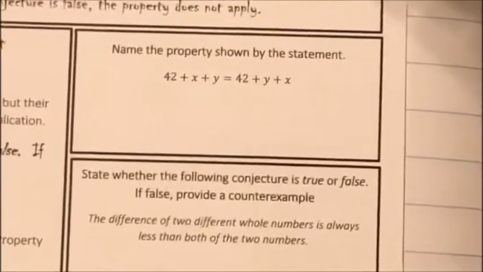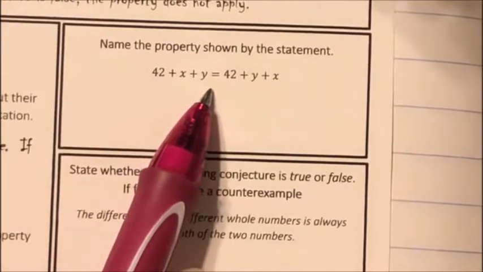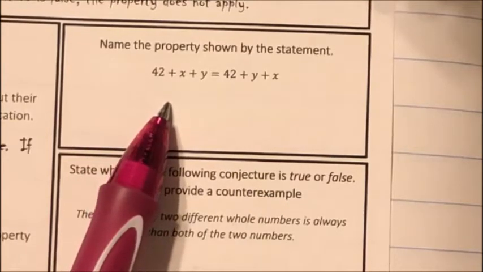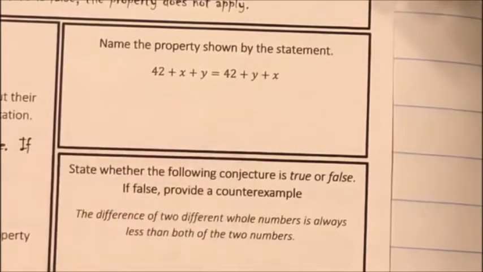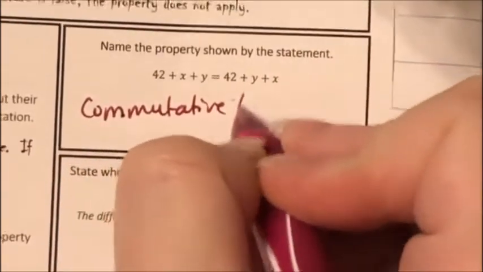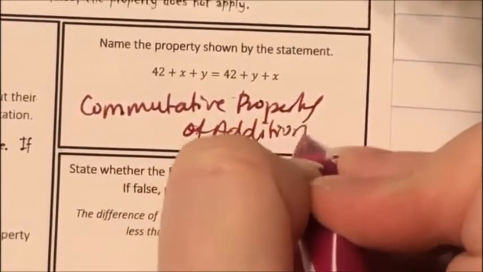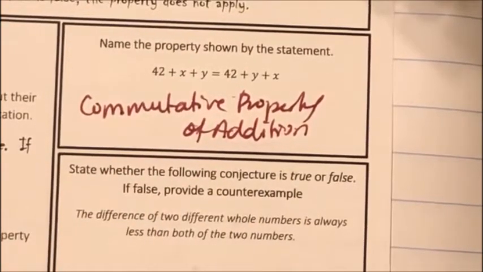All right, the first try-it problem says, name the property shown by the statement. Okay, so it says 42 plus x plus y equals 42 plus y plus x. So I didn't change any grouping signs, but I did change the order that these are in. So this is additive because I'm adding. So this is the commutative property of addition, okay? You want to make sure you include commutative and addition in this because that actually does tell you exactly what property you're using, okay?